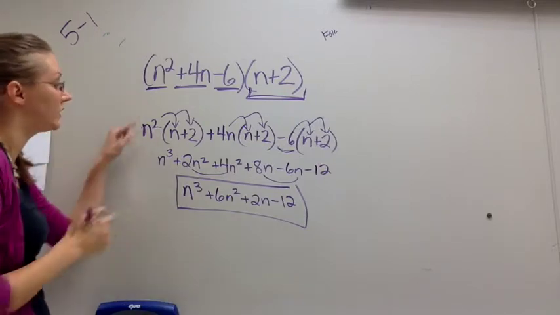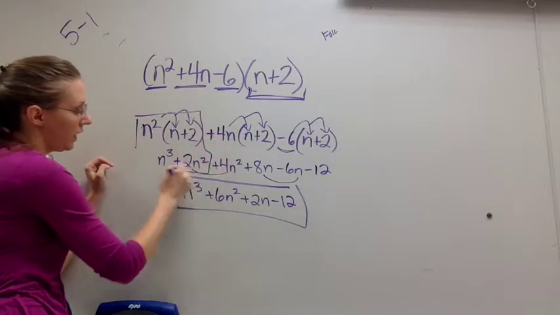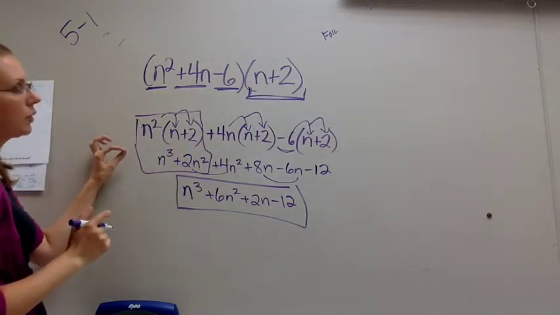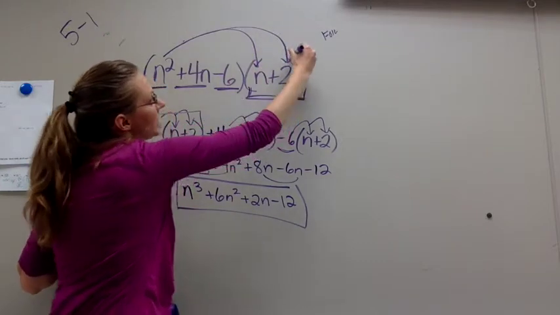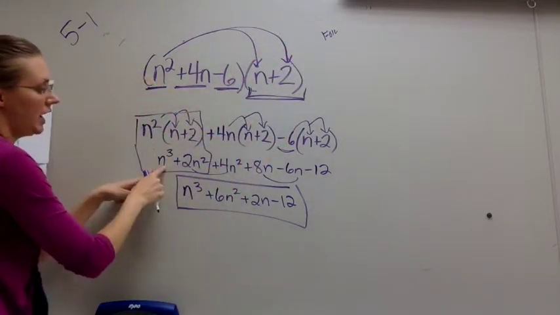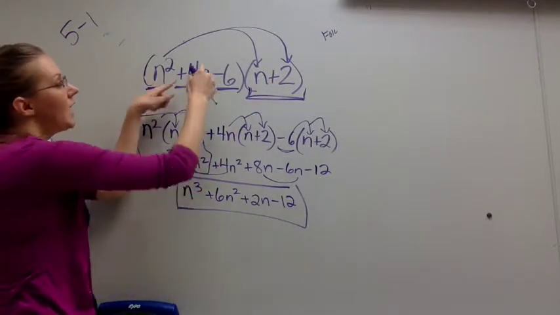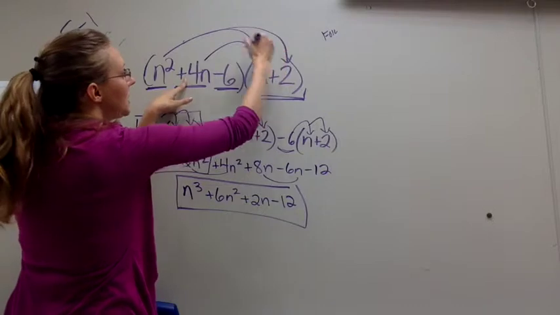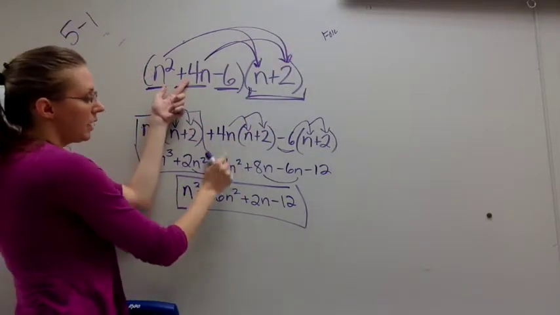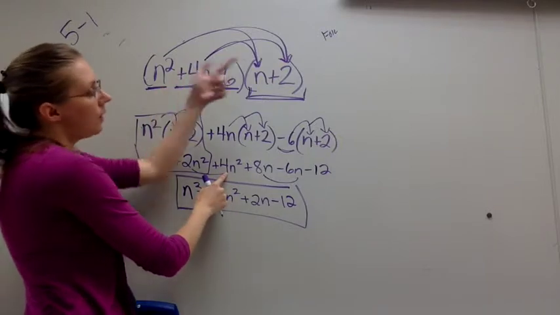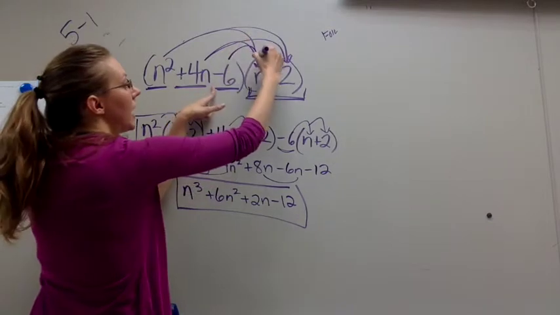Now, if you look at this chunk right here, and what it ends up equaling, it is kind of like FOIL, okay? We're going to send this to this piece, and we send the same to this. So n squared times n to the third. N squared times 2, 2n squared. We take this, and we send this to each piece also, okay? We just wrote it a different way down here. 4n times n, which is 4n squared. 4n times 2, which is 8n. And then lastly, we do the same with our negative 6.